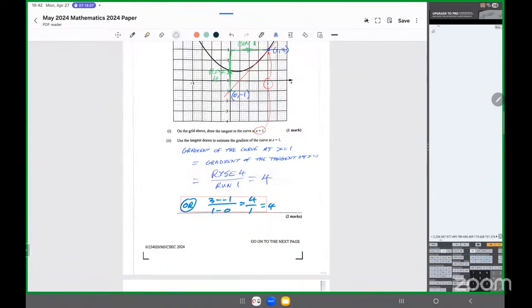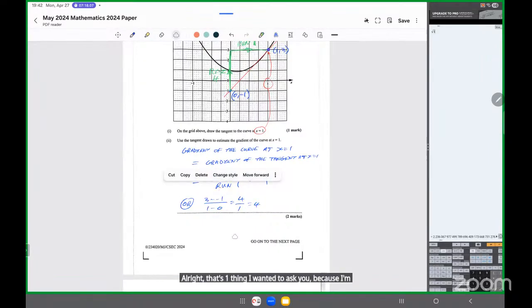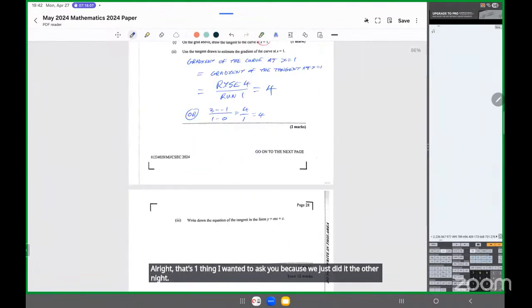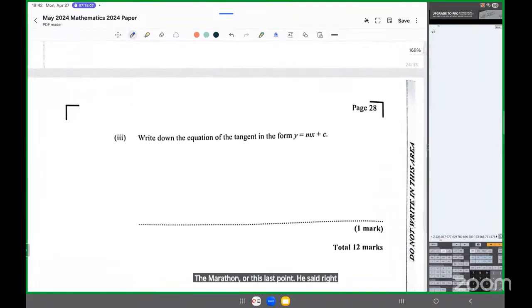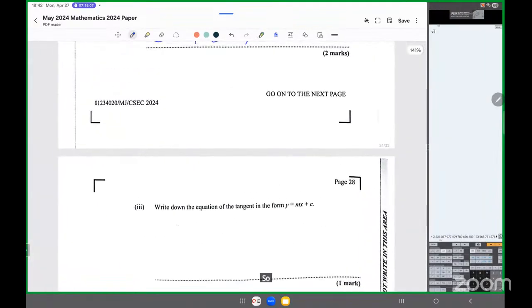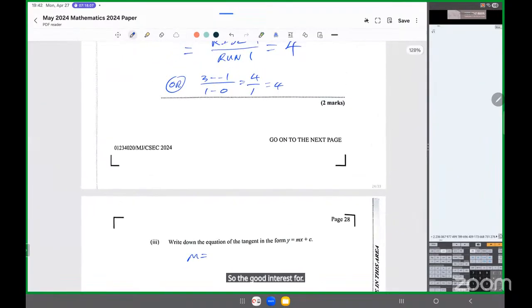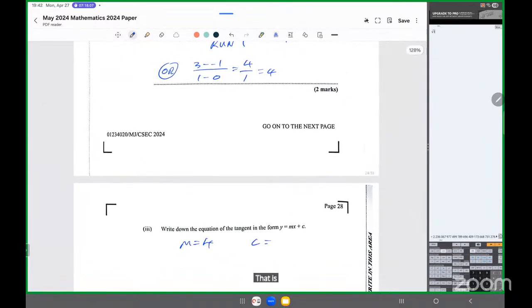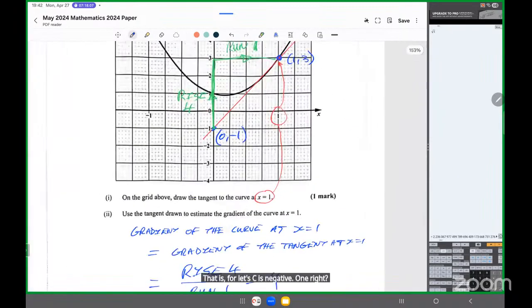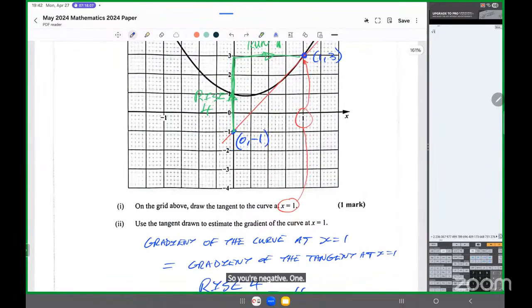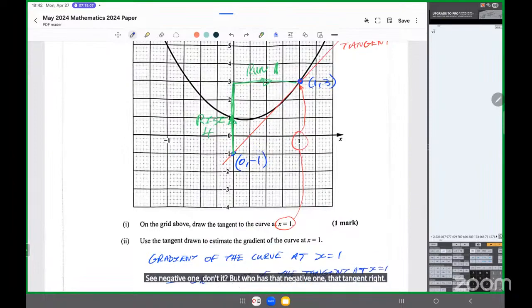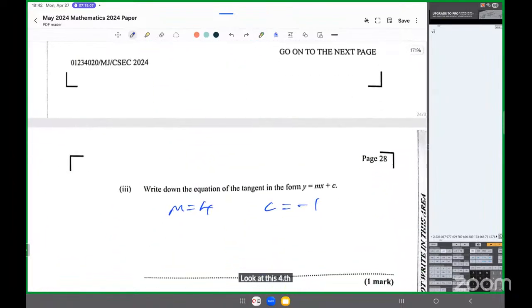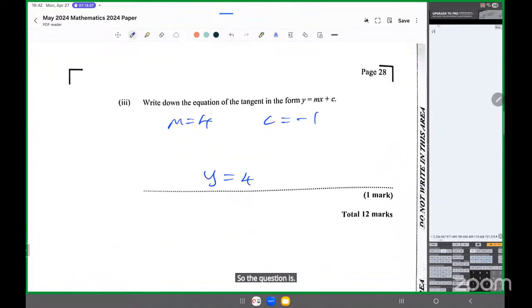That's the one thing I'm going to do in the last 3 questions because we just did the rest the other night in the marathon. This last part says, write down the equation of the tangent. So the gradient is 4. And the c is -1, right? See there? C is -1, isn't it? The y-intercept of that tangent is -1, right? The gradient is 4. So the equation is y equals 4x minus 1. That's the answer.